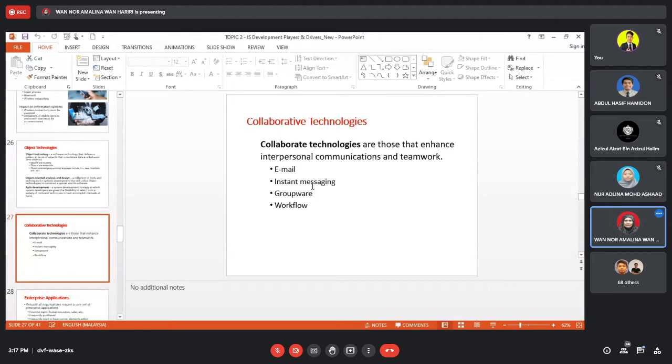Sekarang ni you nak, especially when you come up with group work, macam-macam platform kita guna pakai. Not only email, kita guna pakai WhatsApp. Okay, ada application juga, for instance Trello, Jira and so on. They are there to assist you in doing group work, collaborative technologies.